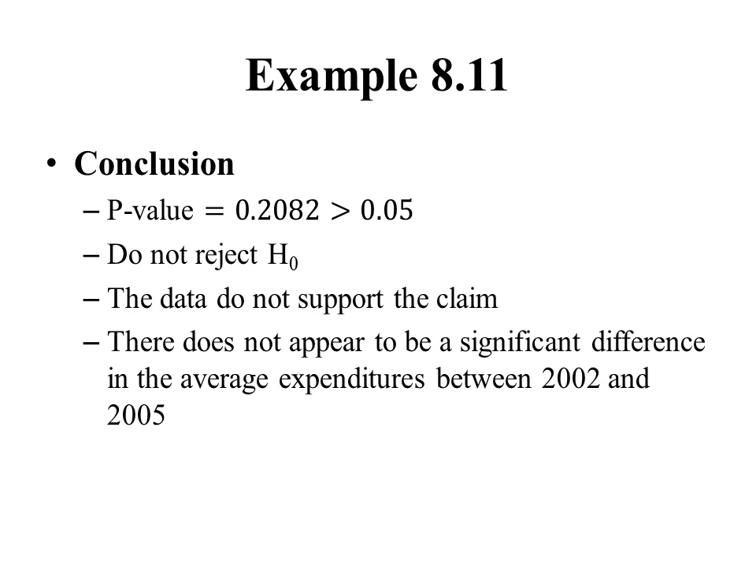Now we interpret that p-value by comparing it to the significance level, 0.05. In this case, the p-value is much greater than 0.05. And so we do not reject the null hypothesis. And so that means that the data do not support the claim, and we would interpret that by saying there does not appear to be a significant difference in the average expenditures between the year 2002 and 2005. So we thought maybe there was a difference, but our data indicates that there just isn't that much difference for us to conclude that there is a difference.